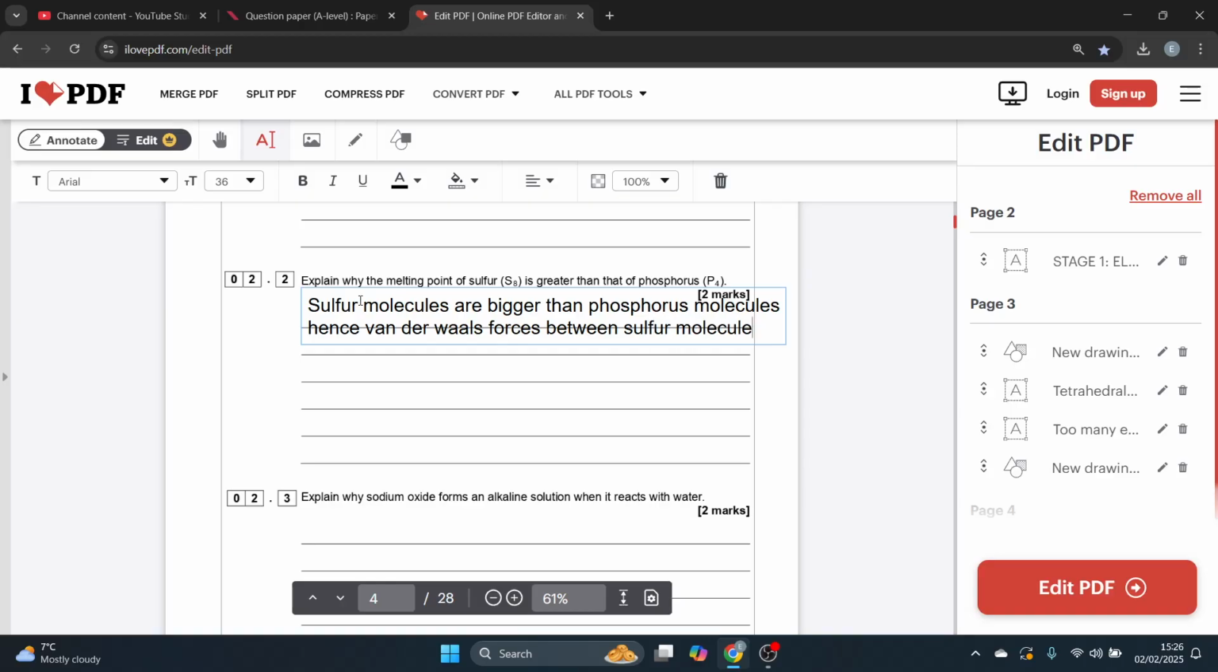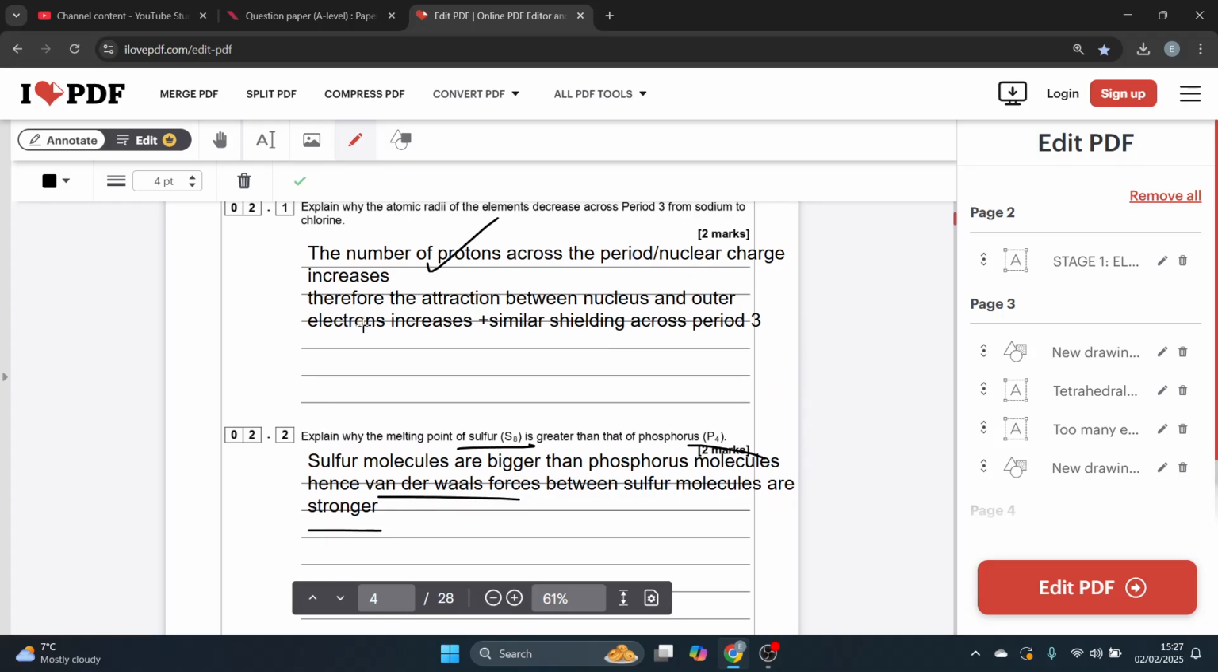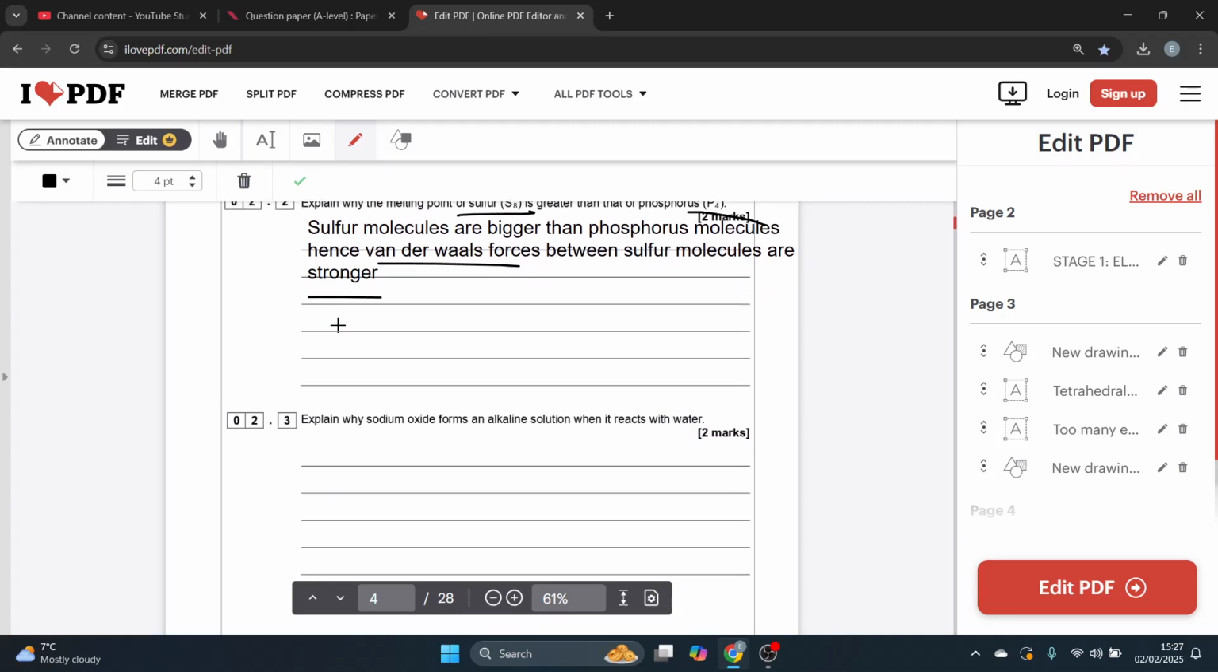So the way I approached this part was, okay, sulfur and phosphorus, I know both of them are simple covalent or molecular, so I can't really talk about that. I thought it would be macromolecular, but no. So what I'm going to have to talk about is the number of electrons, so sulfur molecules are bigger than phosphorus molecules. Therefore, the van der Waals forces are just going to be stronger.